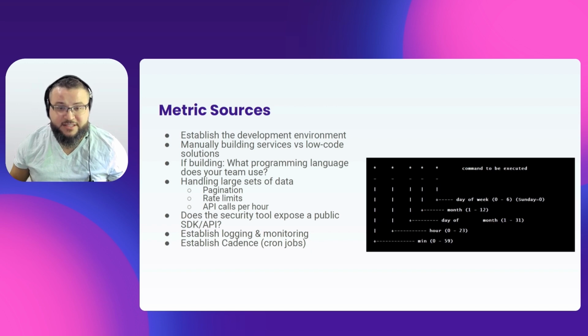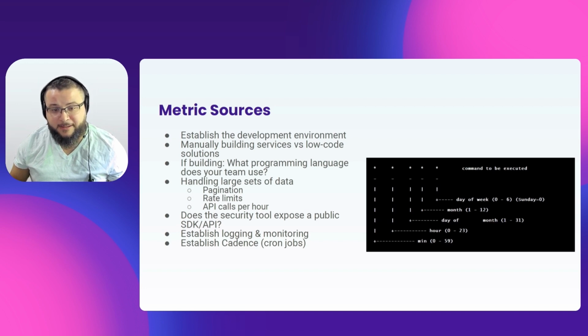As mentioned in the previous slide, all APIs behave differently and may require specific implementations for pulling large sets of data. Some APIs will require pagination or have specific rate limits that need to be adhered to. Some APIs, such as GitHub, have a limit on how many times per hour you can request. Keep an eye out because some security tools have SDKs or libraries available to automatically handle these situations.